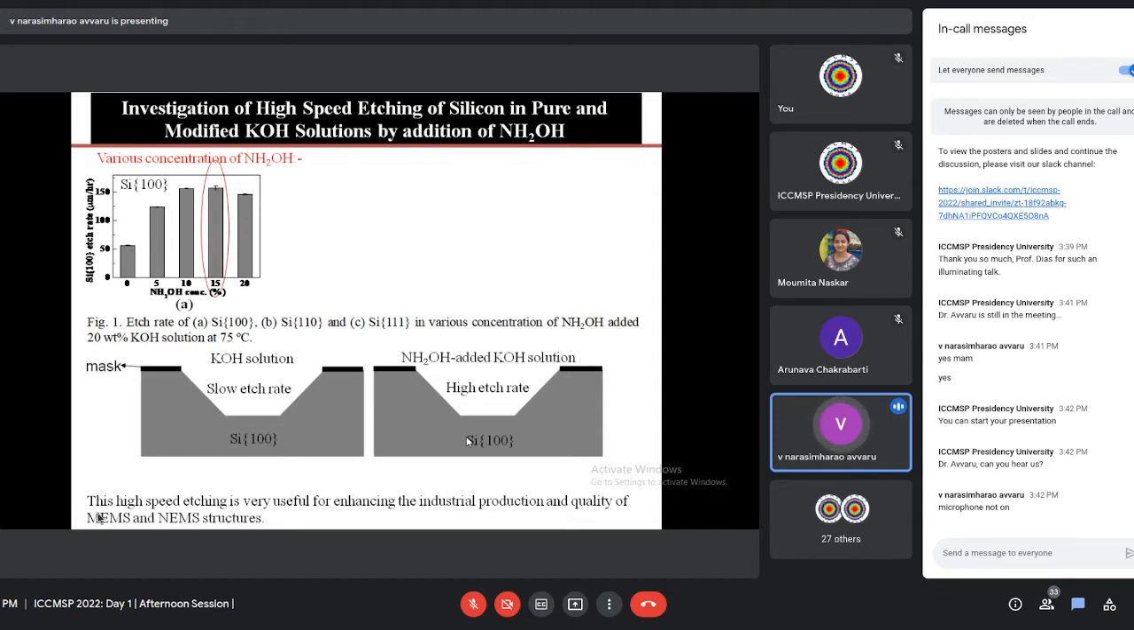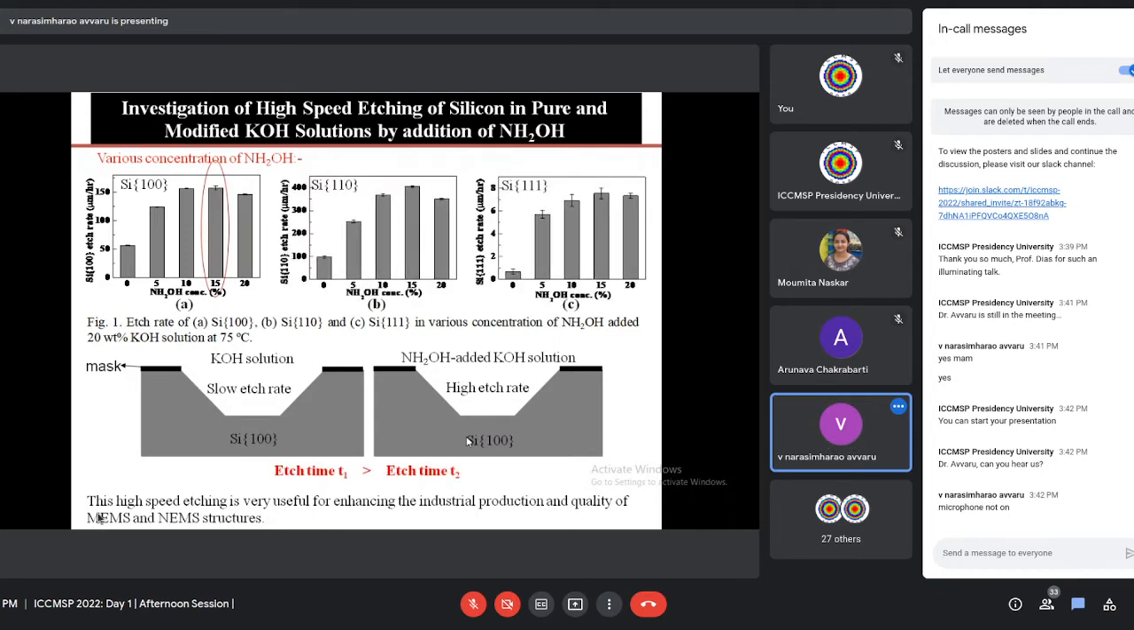This high speed etching is very useful to enhance industrial production and quality of MEMS and NEMS structures. Similarly, for another orientation, 110, the etch rate increases with NH2OH concentration. On 111 also, at 15% NH2OH concentration, we get the highest etch rate.